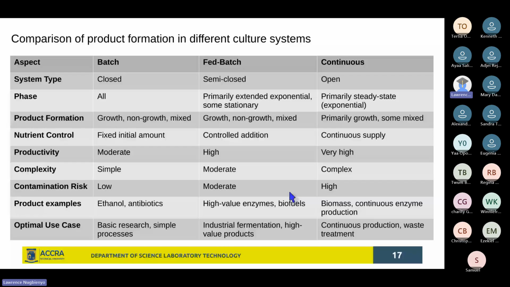And then these are some examples of products that these systems are used for. So for instance, ethanol, you have a batch system being used, antibiotics, a batch system being used. So in the pharmaceutical industry, for instance, you use this batch system, everything is fed in, the bioreactor is closed, and then the time is set, you wait till the end, and then you have the products which can then be harvested. You have fed batch system being used for, say, biofuels.